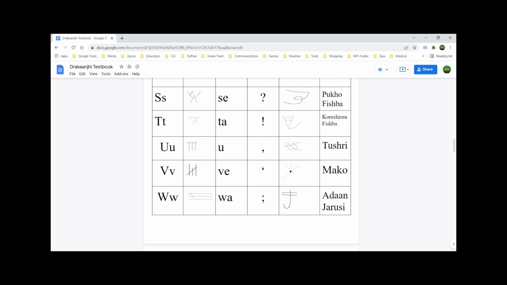Quotation marks do not have a separate key on the Drakaanjhi keyboard. They use the same key as the apostrophe. So you would have to type two apostrophes to indicate quotation.